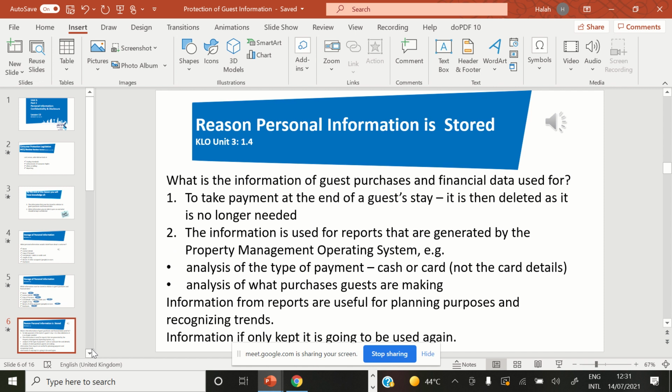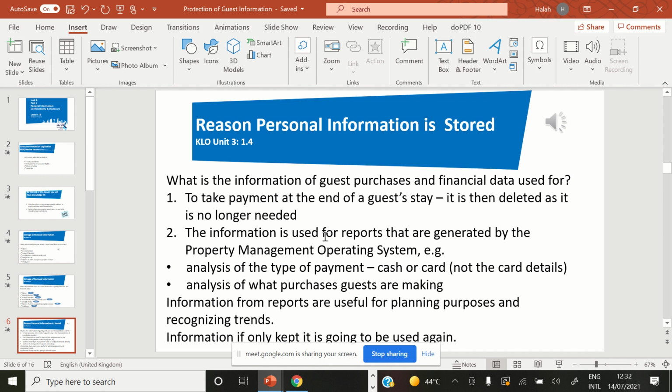In which way do we have to use the guest's data as a hotel? As a hotel, you already collect the name, the purchases, and what type of services the guest used while staying in the hotel. So you need some of this information to take payment when the guest leaves the hotel, usually using the information of his debit or credit card. But when he leaves the hotel, all the information regarding the credit and debit card must be deleted, as there is no need to keep it in the future.